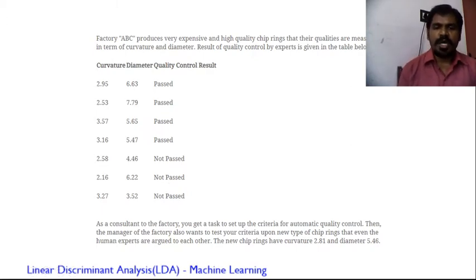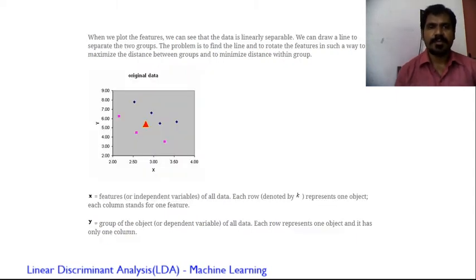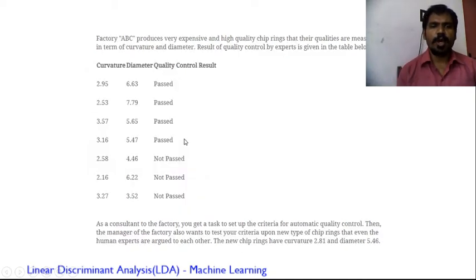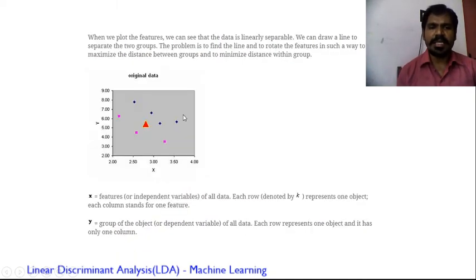Now, for example, a new chip ring has curvature 2.81 and diameter 5.46. This is my new feature, the new data point. For this I want to test and classify whether it belongs to the passed or not passed class. So this is how we plotted it, based on the given data, that is the 7 data points.